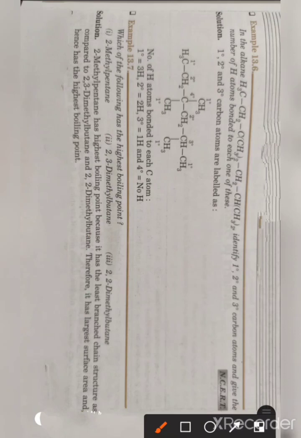So first you take this case. This carbon I am talking about is attached to one more carbon, so it can be called a 1 degree carbon.